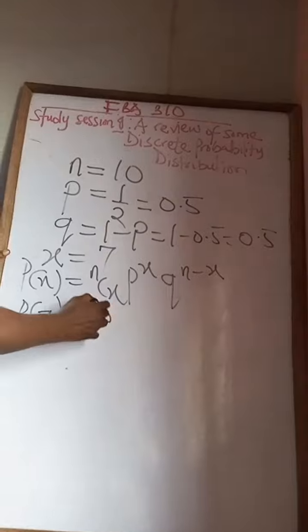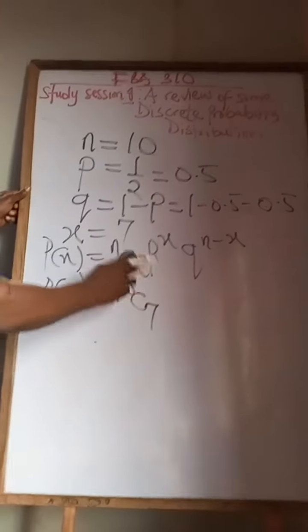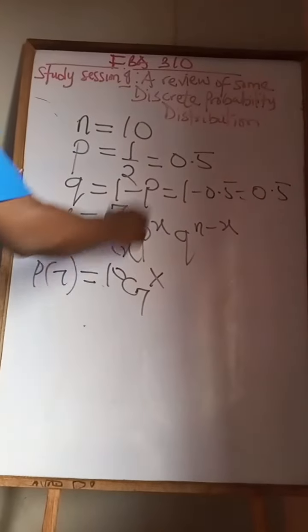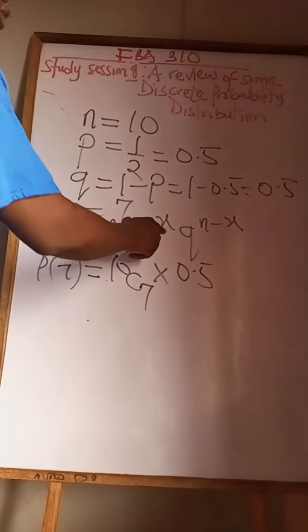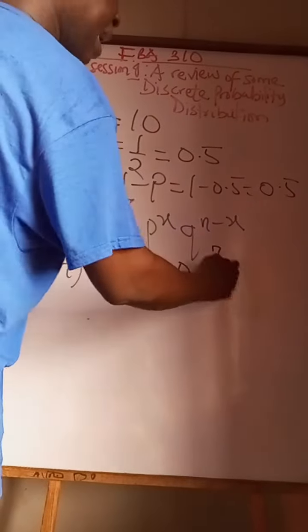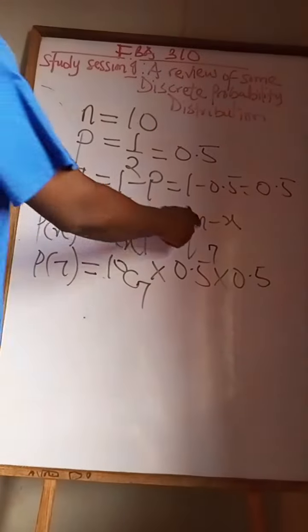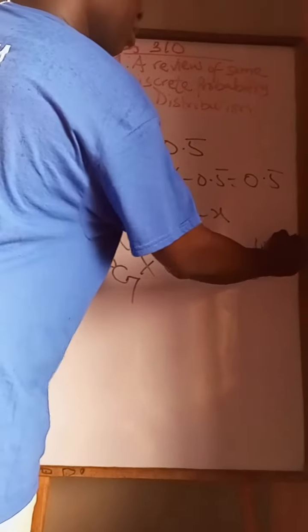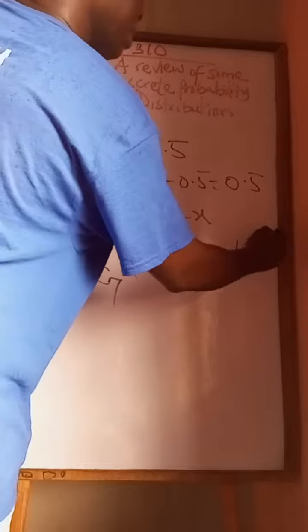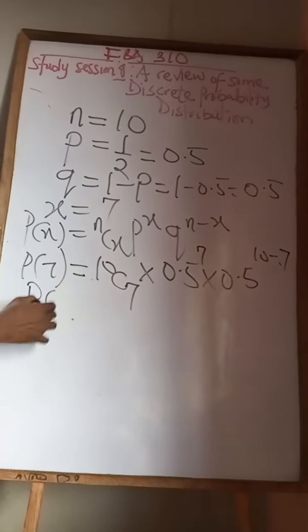What's our n? n is 10, combination x, which is 7, times, what's our p? 0.5 raised to power x. What's our x? 7. Times, what's our q? The same 0.5, it's just a coincidence. Then what's our n minus x? n is 10, minus 7. So the probability of 7 now.